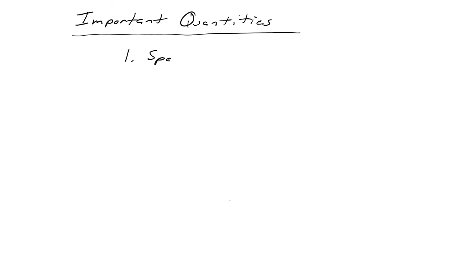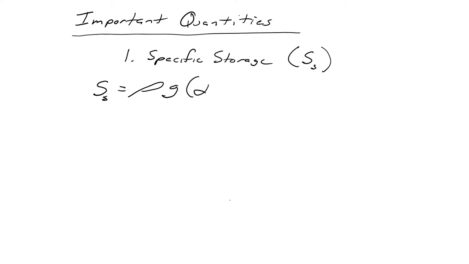So there's a couple of important quantities that we're going to use in the equations today. I'm going to list them, show the math, and try to give you a simple explanation as to what they really are physically. The first one is something called specific storage. Big S with a little s. I'm just going to put the equation here for it. And it actually brings together a lot of the different variables that we have used so far to date.